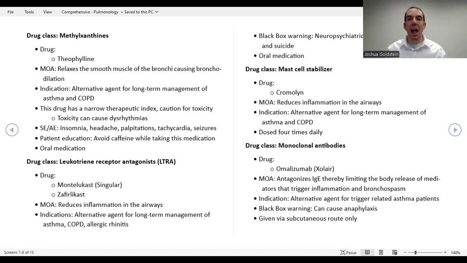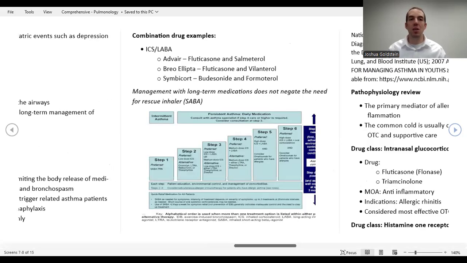Just know this is for allergy-induced asthma, trigger-induced asthma. That's what this is used for. It has a black box warning that can cause anaphylaxis. If you remember monoclonal antibodies, these are very expensive. These take several weeks to several months to work. These are almost always by injection. These medications lower your immune system. All those things that we learned about monoclonal antibodies apply over here as well.